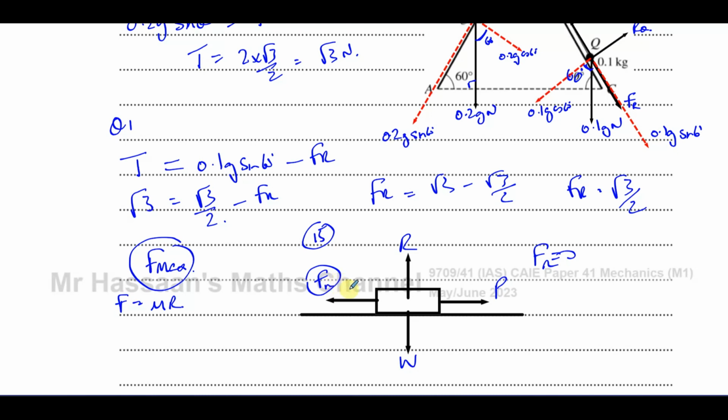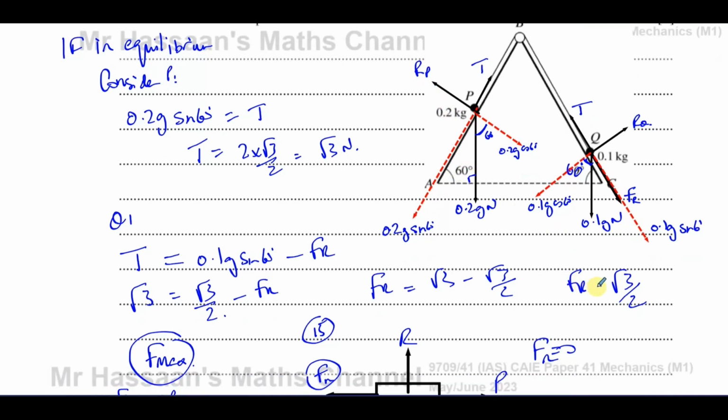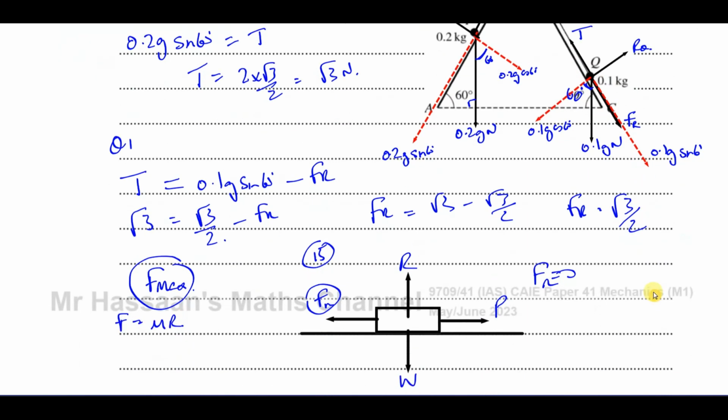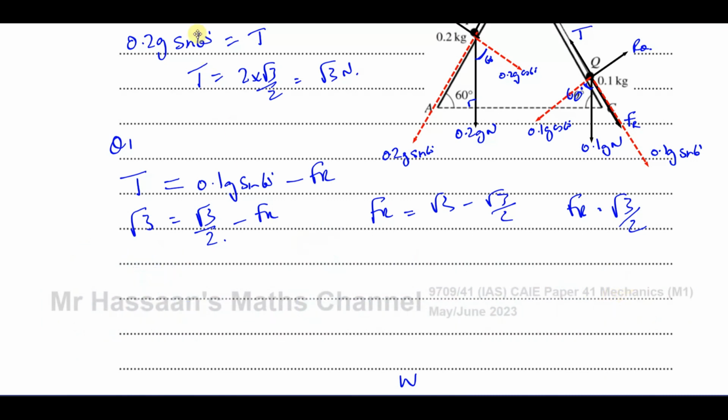So in this situation here, for this to be in equilibrium, the frictional force here has to be root 3 over 2. Okay, because we've basically considered the forces acting on both sides. For it to be balanced out, the frictional force will have to be root 3 over 2. Now, can the frictional force reach the value of root 3 over 2? That's what we have to decide now. So I'm going to work out what the value of F max is.